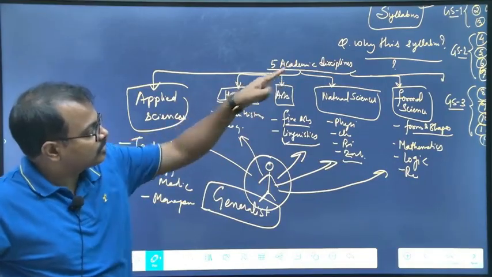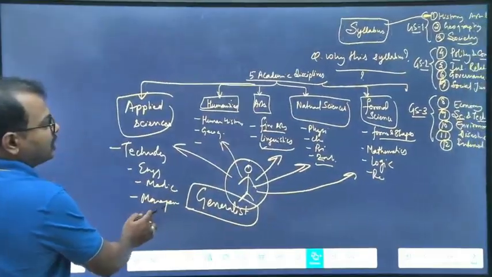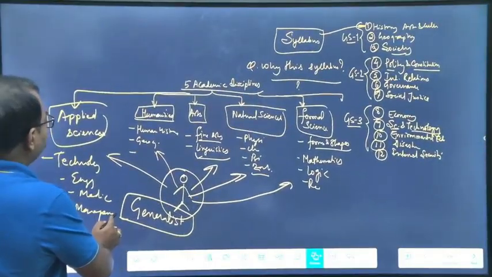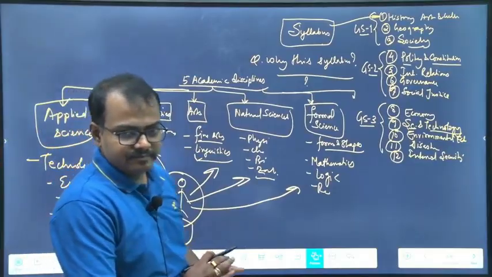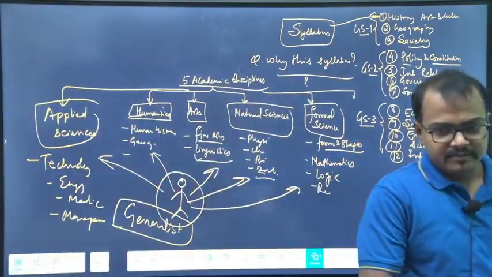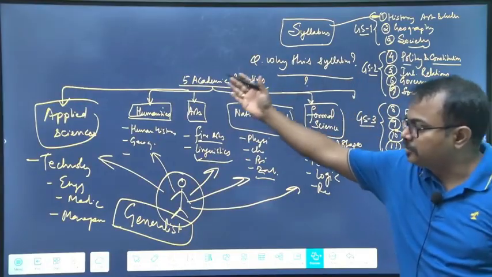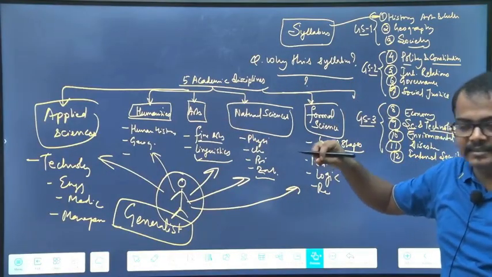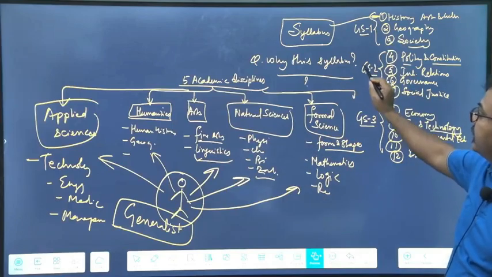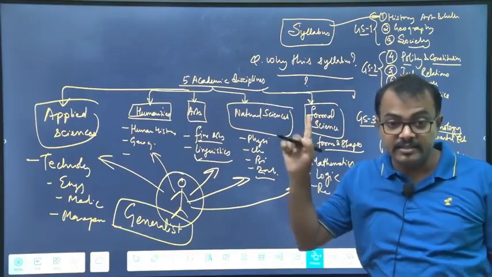And just look at your syllabus. The syllabus we discussed here, I will just zoom it out and then see this syllabus. Whether this syllabus resembles general studies or not. Just see it. The subjects which I have written here are from all these 5 academic disciplines. And that is the reason why they are called GS, general studies. It is not general knowledge, it is general studies.